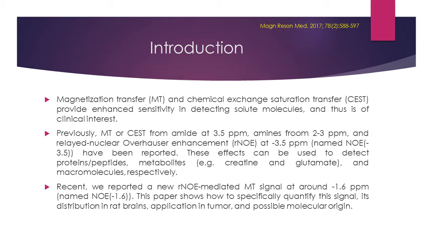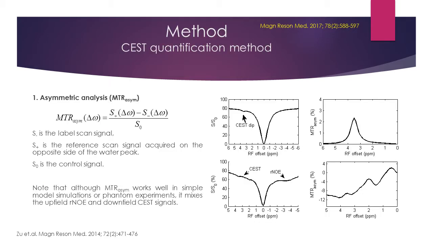In CEST imaging, a Z spectrum is usually obtained, and an asymmetric analysis named MTR-asym is typically applied to isolate CEST effect from other non-specific factors. This method works well in simple model simulations or phantom experiments, as shown in the upper two figures. However, in biological tissues, there are both downfield CEST and upfield NOE effects. As a result, the MTR-asym mixes these two effects.